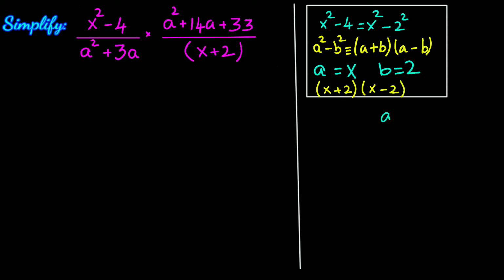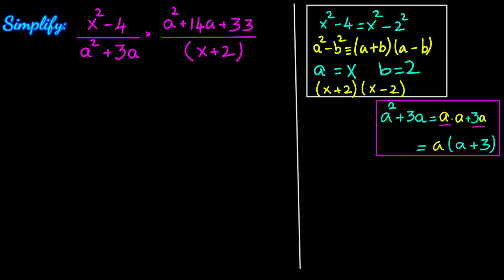Next, a square plus 3a. Let's rewrite this as a times a plus 3 times a. Let's take a as common. We have a, open the bracket, a plus 3, then close the bracket.